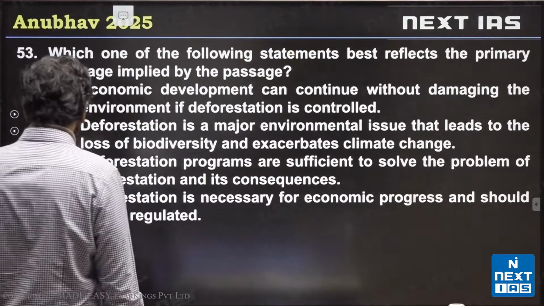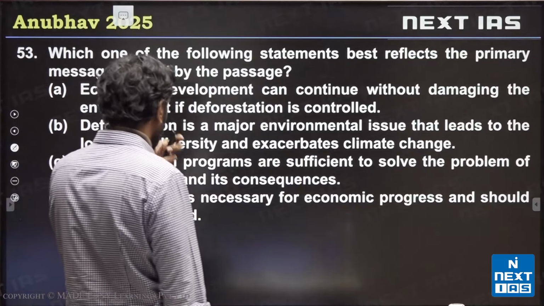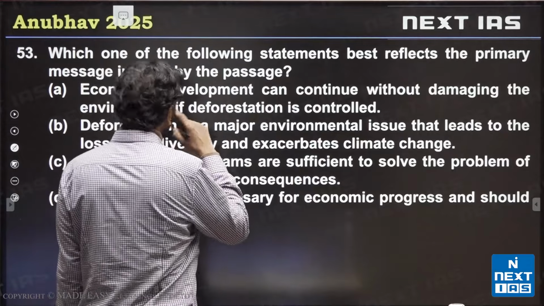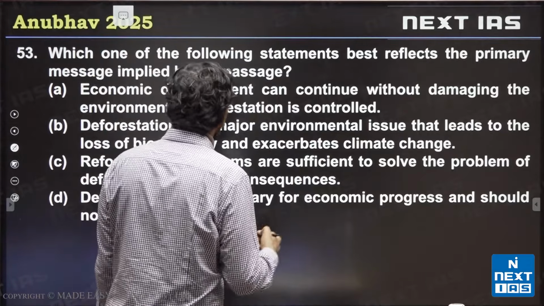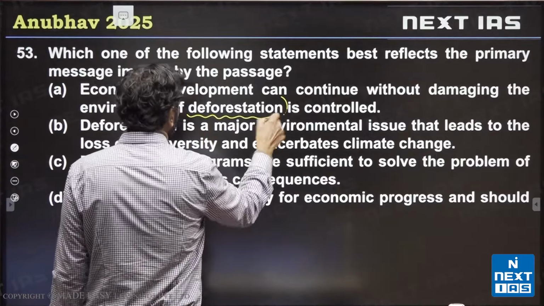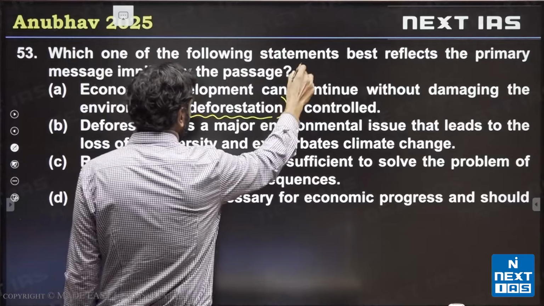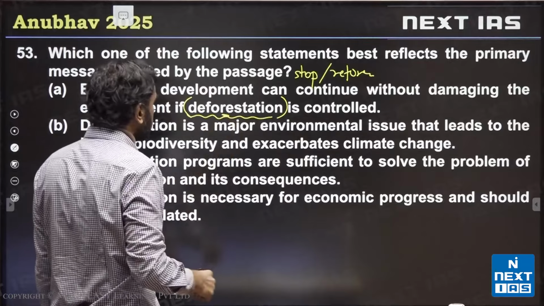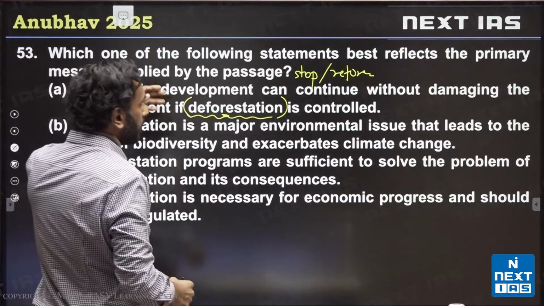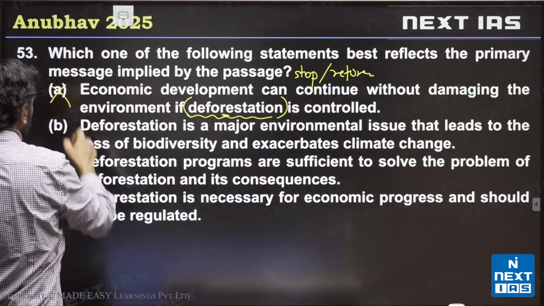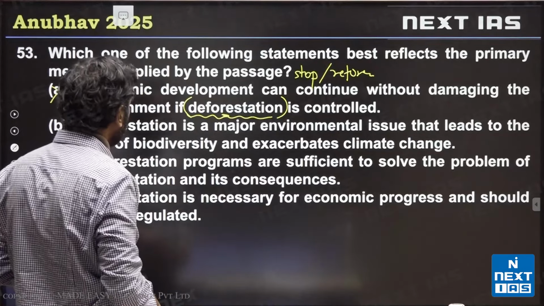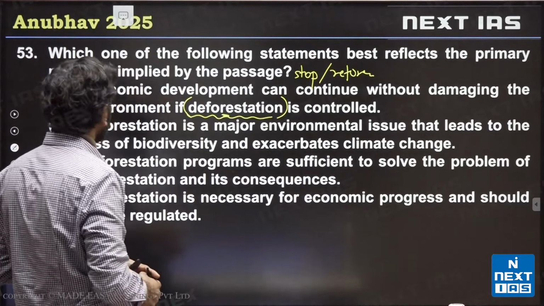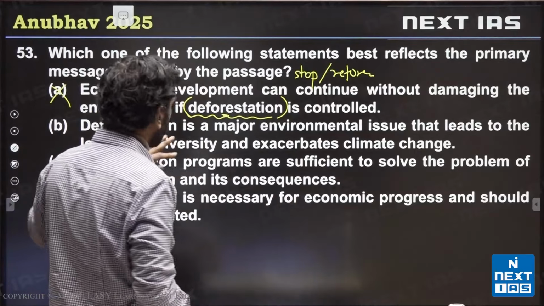So let's go through the options. A says economic development can continue without damaging the environment if deforestation is controlled. Okay, so we are looking for the primary message. The primary message is to tell us how to undertake actions towards deforestation, such as stop deforestation or how to undertake reforestation, etc. Right? So option A, even though economic development may continue, sounds like a misrepresentation of our idea. A is invalid. B says deforestation is a major environmental issue that leads to loss of biodiversity and exacerbates climate change. What you want to notice is this is highlighting the problem fully, right?